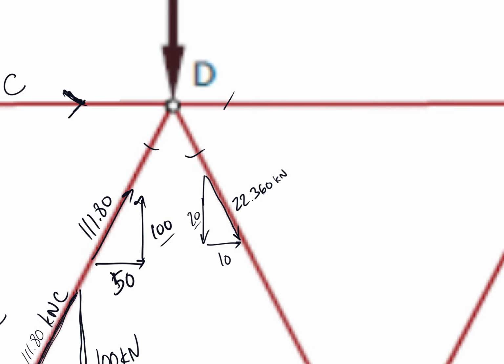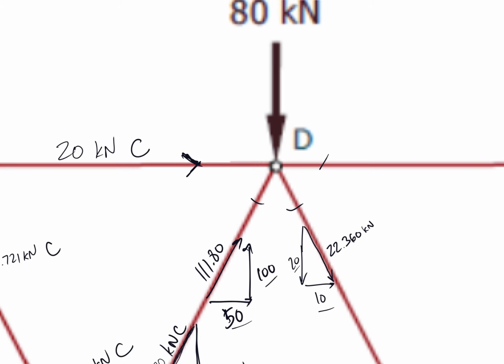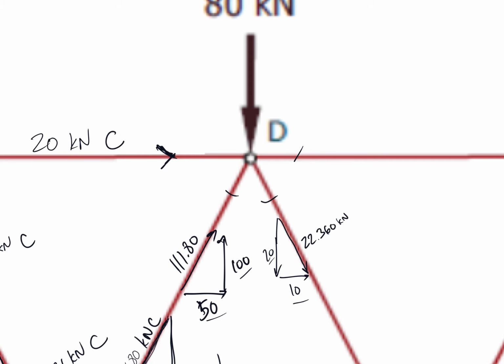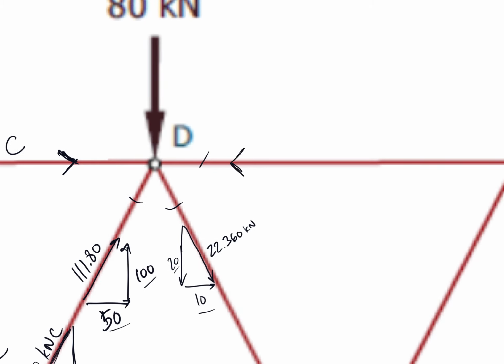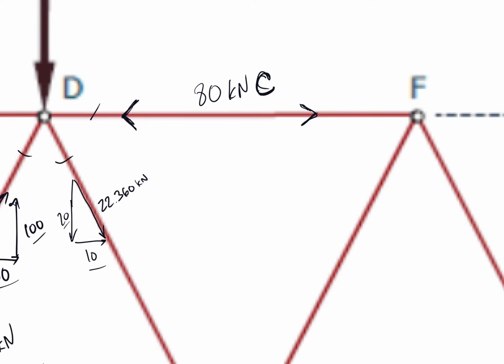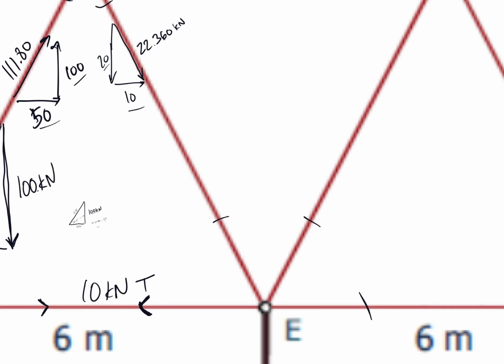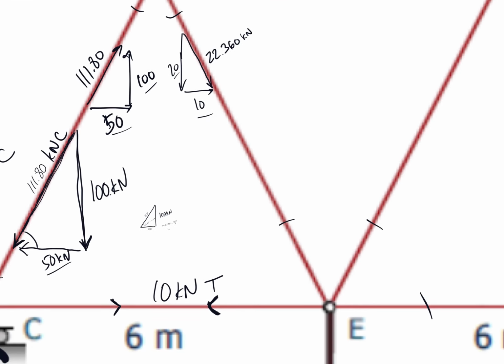Okay, so that gives me 10 to the right, 50 to the right, so it's 60 to the right. This is another 20 to the right. All right, so now we've got a grand total of 80 has to be pushing back right here. So this is 80 kilonewtons, and that's compressive because it's pushing on the joints around it. Okay. All right, so let's go on down here.